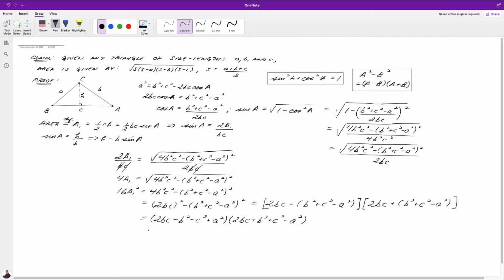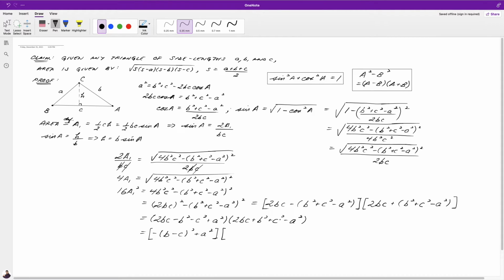We can think about this as follows. We can think about this as negative b minus c all squared. Okay, let's think about that. Check, check, yeah, that's right. Plus a squared. Okay, so let's close that up there.